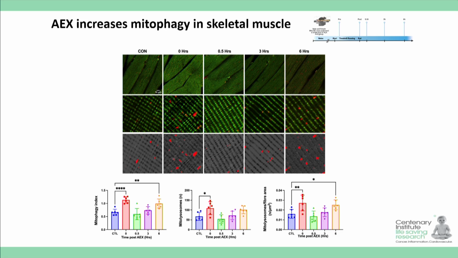If you calculate the total number of mitolysosomes, we saw a significant increase at that early time point. But then if you normalize that to fiber area, so you can make it more specific to the region, we saw a significant increase in the mitolysosomes in the fiber area in both the immediately post and the 6-hour post. So an acute bout of exercise in our hands was able to increase mitophagy, and this is the gastrocnemius.